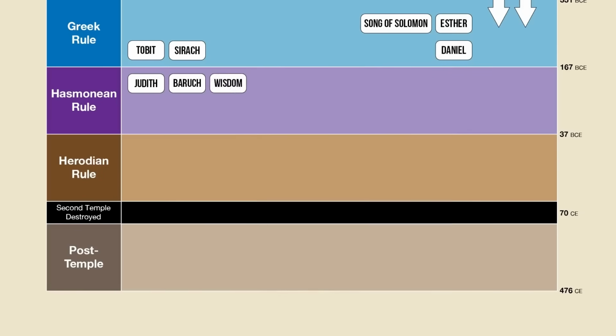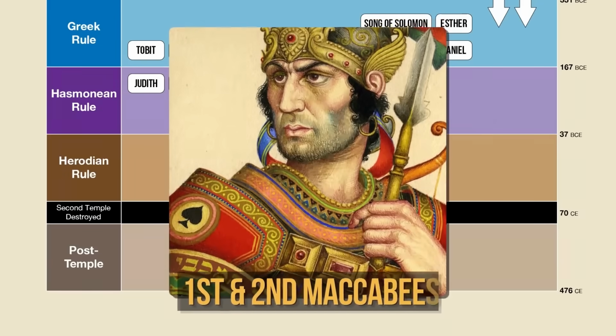Based on an analysis of the grammar and vocabulary used, Baruch and Wisdom are thought to be the two earliest books on this chart to have been originally written in Greek. This is in contrast to Tobit and Sirach and perhaps Judith, which were originally written in Hebrew and only later translated to Greek. We know this partly because Hebrew fragments of both Tobit and Sirach were found among the Dead Sea Scrolls. The final two books in the Apocrypha are 1st and 2nd Maccabees.